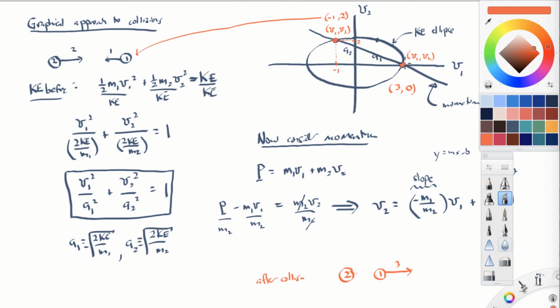So there you go. There's a graphical way of understanding these sorts of collision scenarios. It's a little bit mathematically more challenging, but I thought it'd be nice to illustrate that for you all.